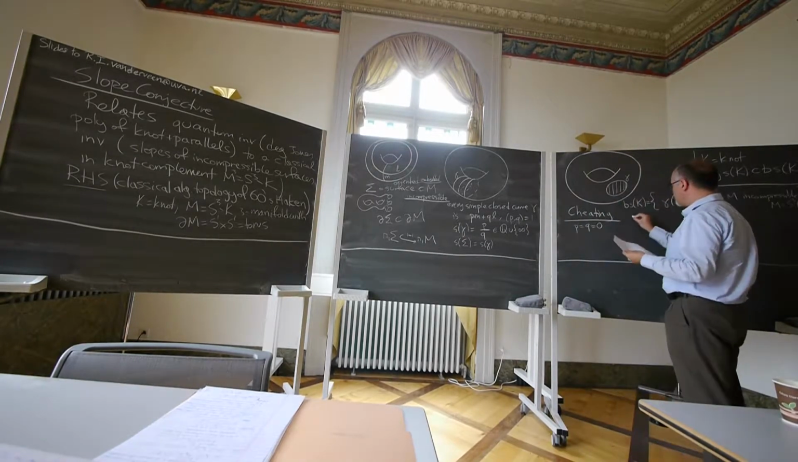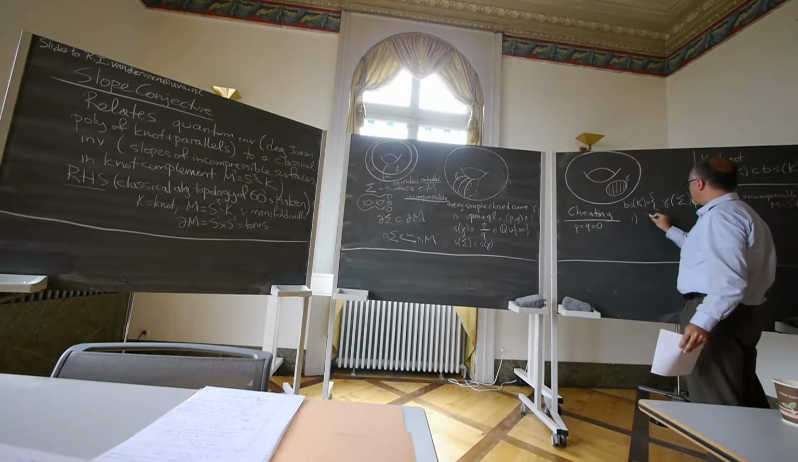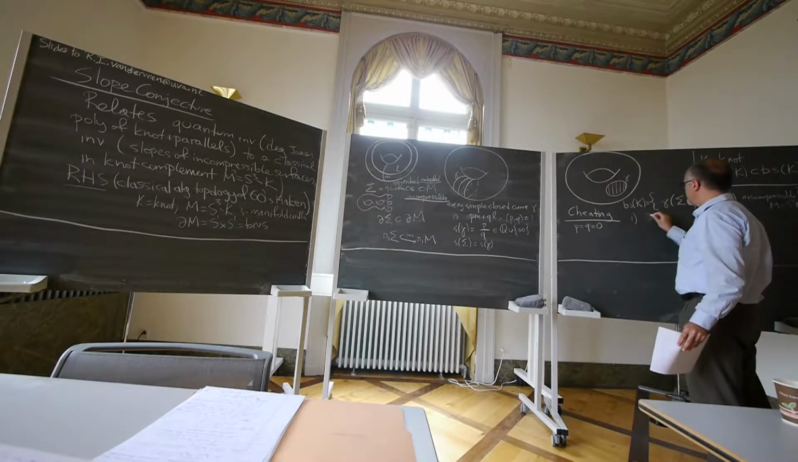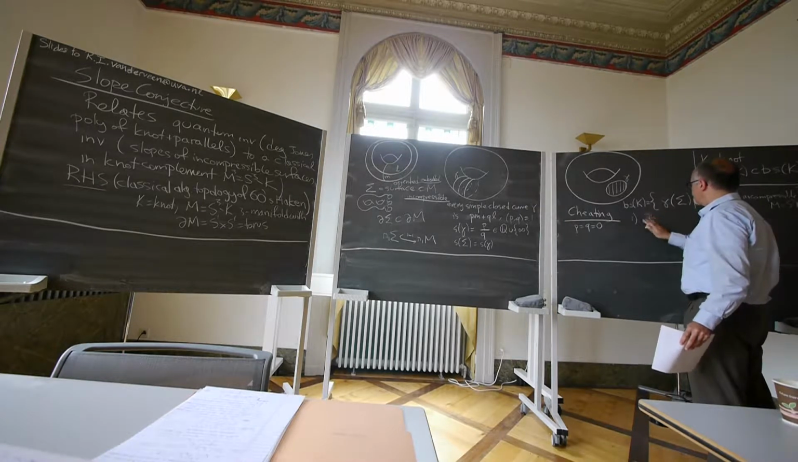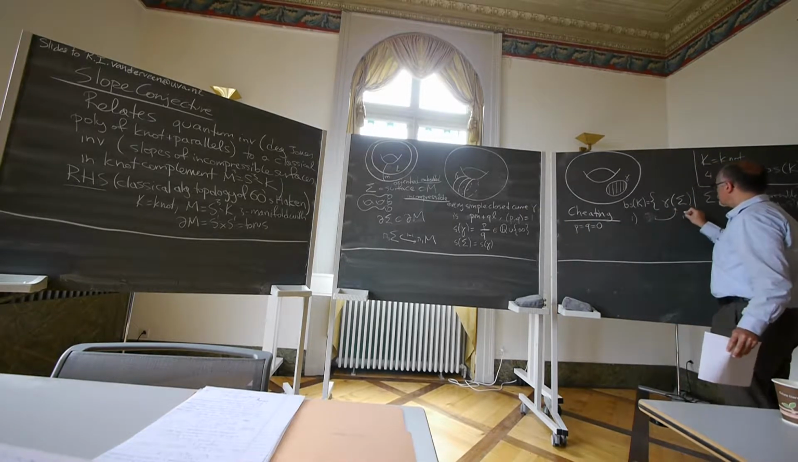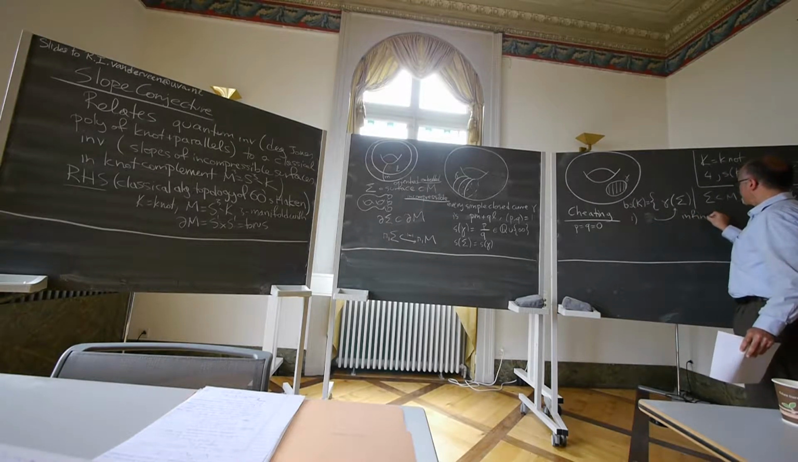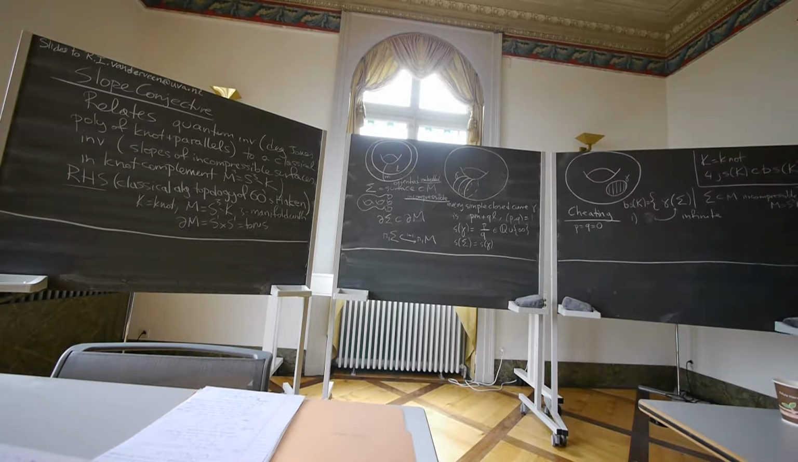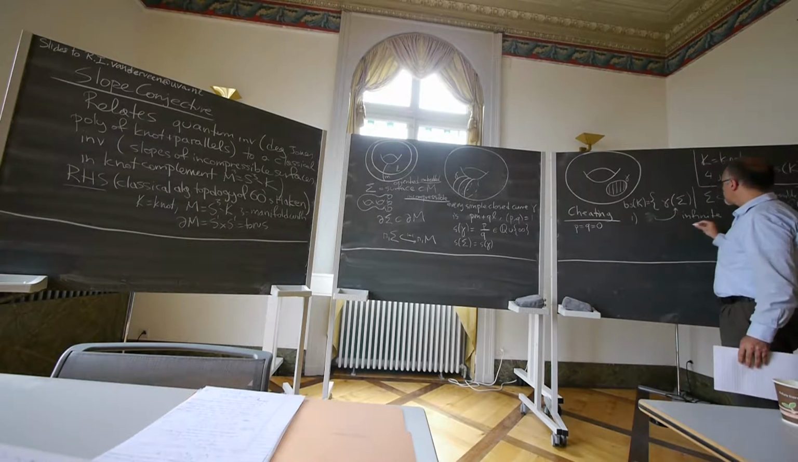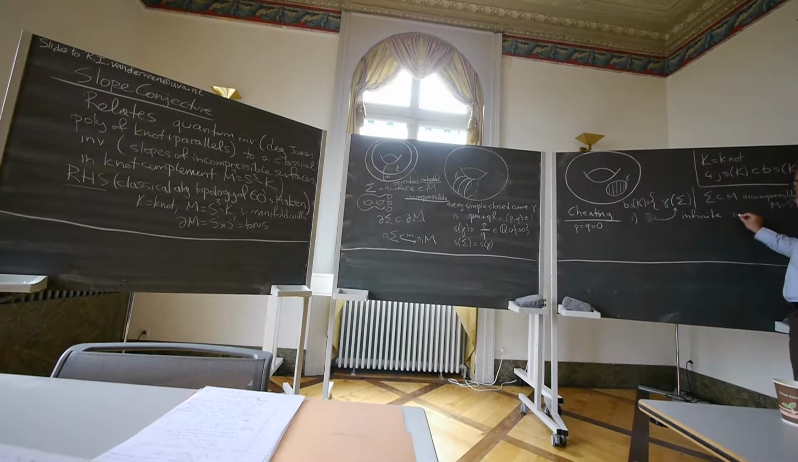So first of all, there are infinitely many. This set is infinite. There are infinitely many incompressible surfaces on a non-trivial knot complement. Okay, that set is infinite, and that's kind of bad news.